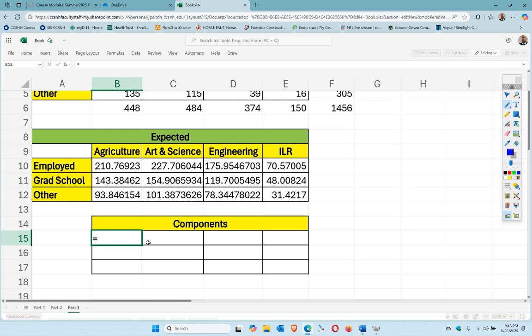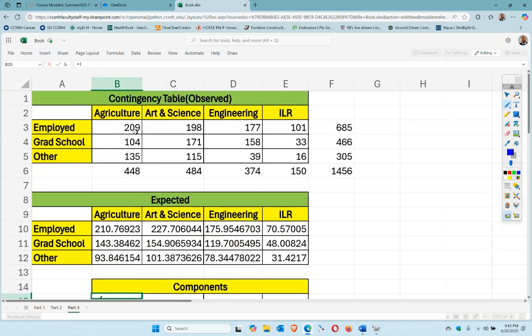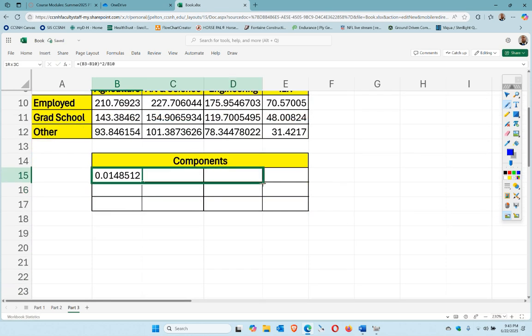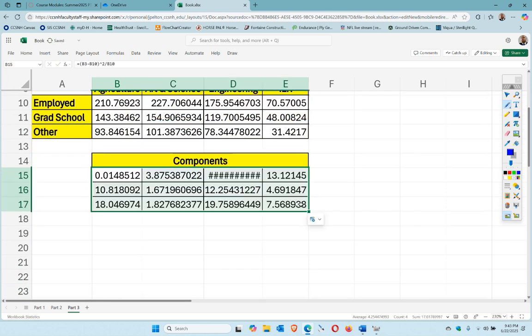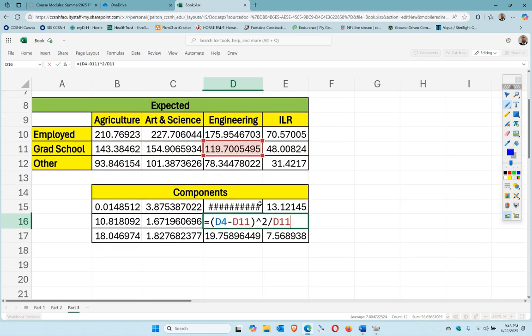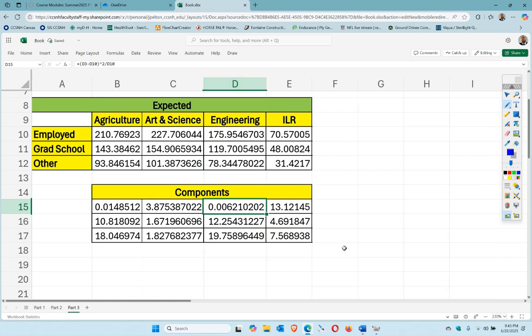It's the same as it is for all three types of tests, right? It is observed minus expected, squared, divided by expected. Okay, I should be able to drag that across, drag that down, right? Observed minus expected squared divided by expected, right? I think I just need to make this bigger maybe. Yeah, that's all that was.